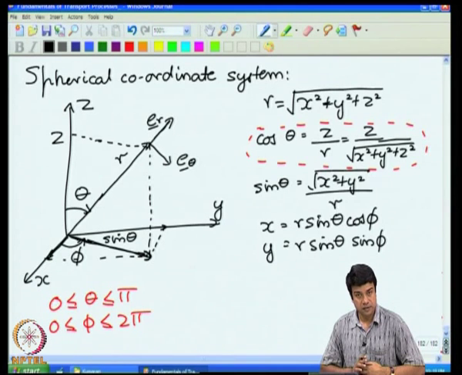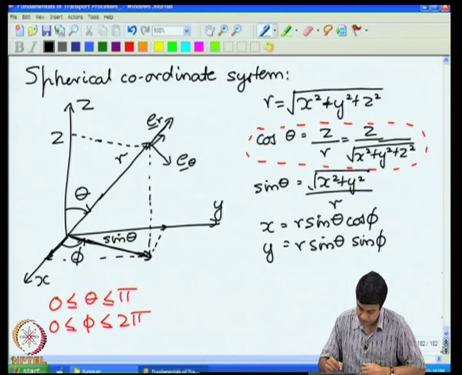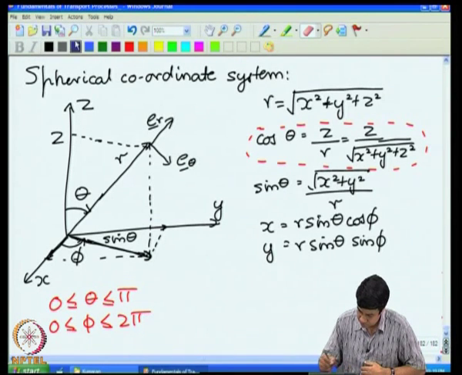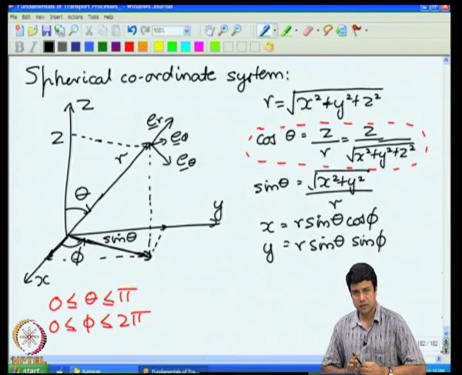Perpendicular to r. And E phi is in the direction of increasing phi, into the plane of the board. Perpendicular to both E r and E theta. So, this is an orthogonal coordinate system where the unit vectors are all perpendicular to each other.